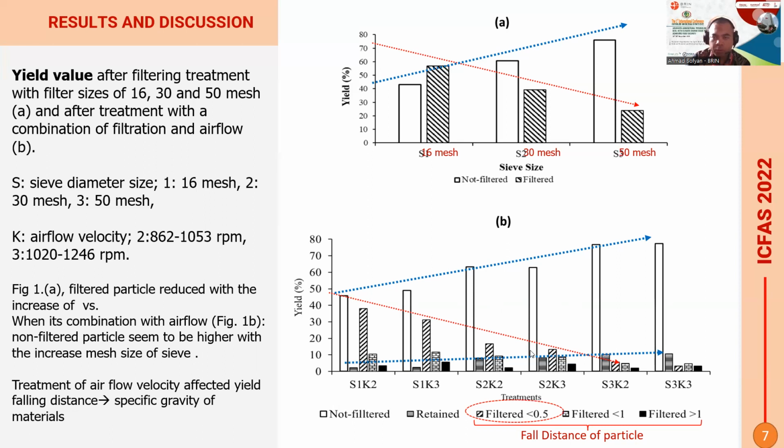We can also get the output of the separation and blowing technique. We can separate it into three parts of particles filtered at a fall distance of 0.5 meter and 1 meter, and the last one is more than 1 meter. It means that a high fall distance seems correlated with fine particles.